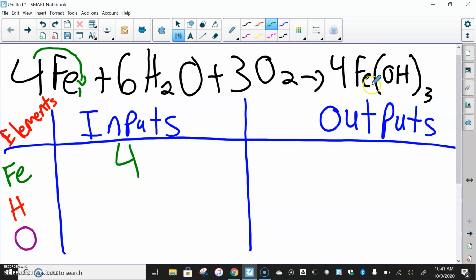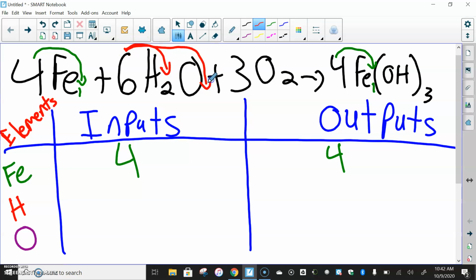So again, if we do the same thing, let's say I put an imaginary 1 there, and I distribute my 4, I'm going to have 4 irons. Now we're going to do the same thing for hydrogen and oxygens, but I wanted to walk you through this because I know that you look at this and it's kind of intimidating. So you're going to do the same thing with the 6. Remember how we distributed the 4 here? You do the exact same thing.